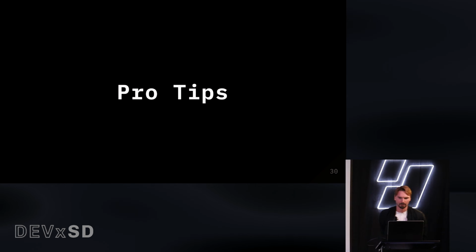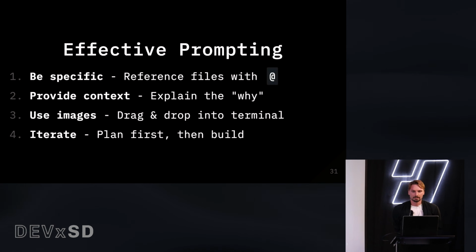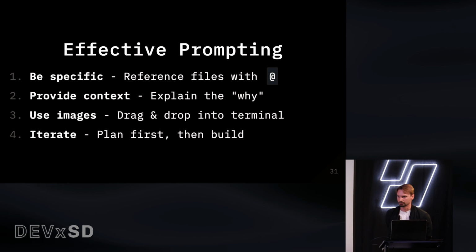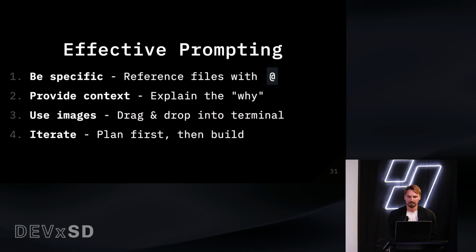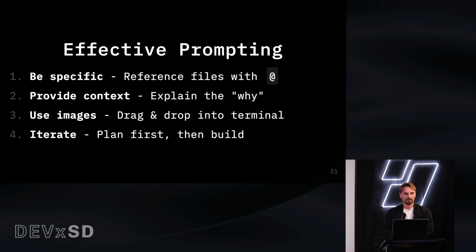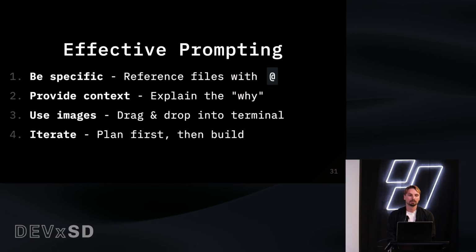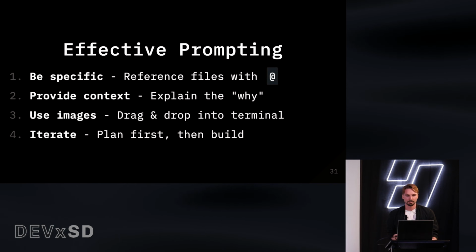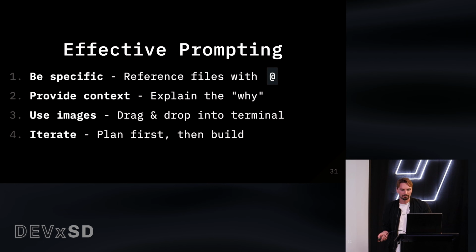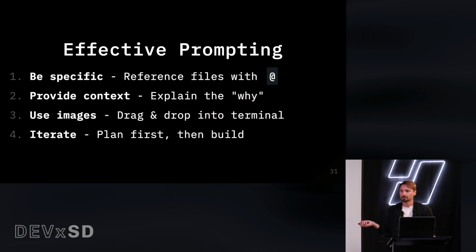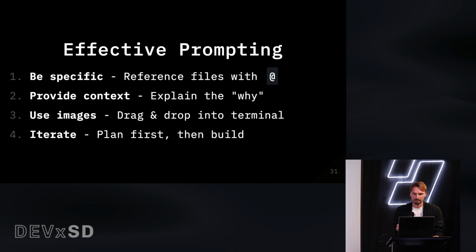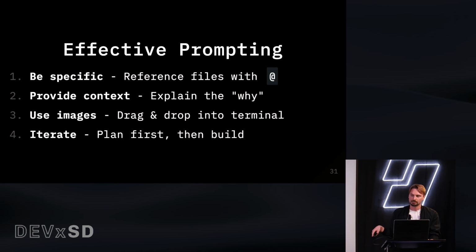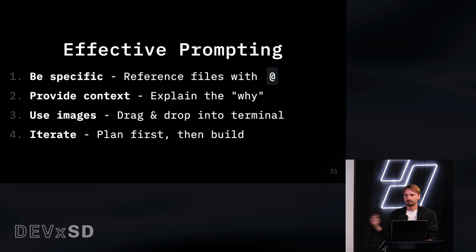I just want to finally mention some pro tips, some efficient prompting guidelines. Be specific, use file references when you're doing your coding. That means using the @ symbol here. Provide context as to why or what you're doing. These are some of the typical things you would do. If you're new to using agents, these are good tips. But if you have used agents, you probably discovered these yourself. You can also drag and drop images into your terminal, which is pretty cool. And then iterate by planning first, using the planning agent, see what it's going to do, and really iterate over the plan, and then build.